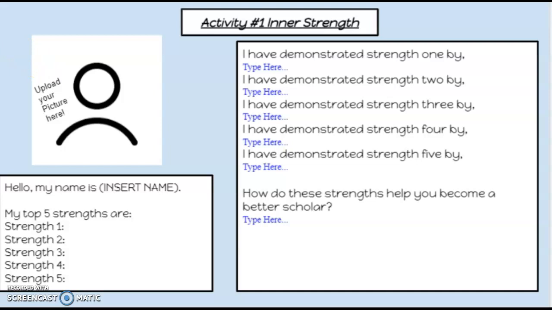So if you chose activity 1, put what your name is, a picture of you, list your top 5 strengths. These can be one-word answers or sentences, and then how you have demonstrated your strengths of each one, and how they help you become a better scholar. Really unpack that, ladies and gentlemen. How do they help you become a better student? How do these strengths really apply in school?